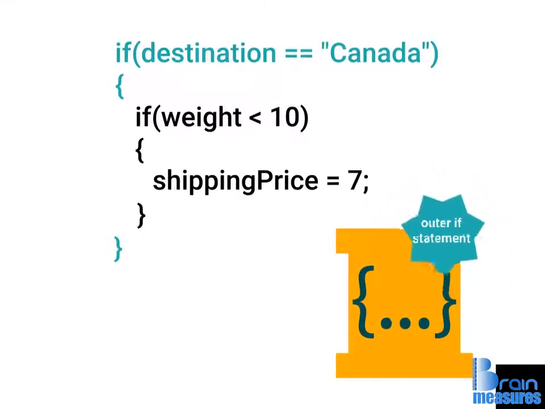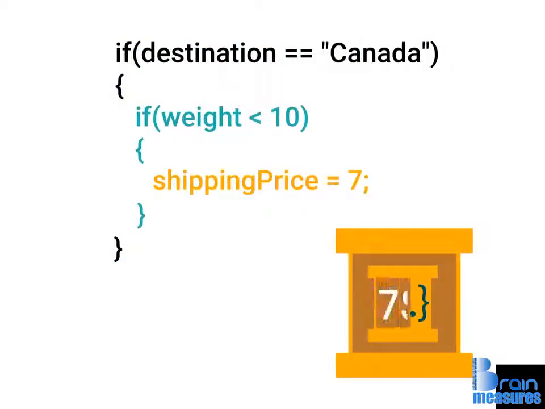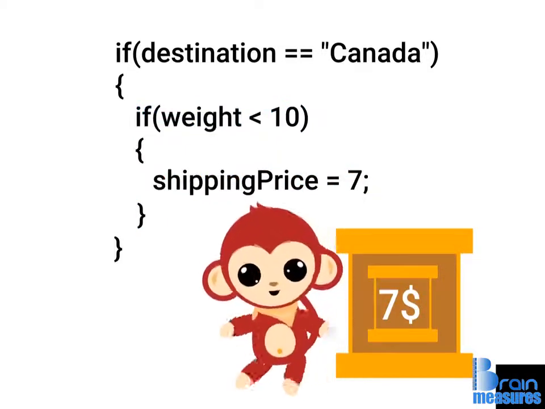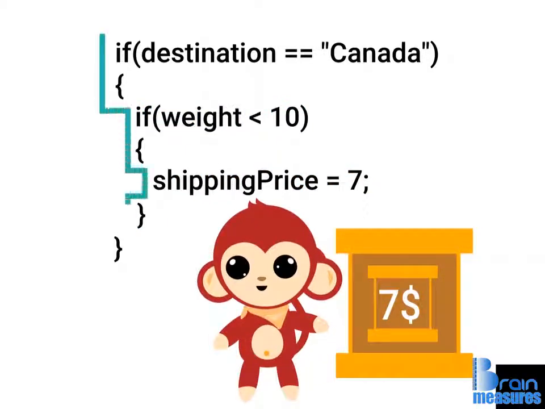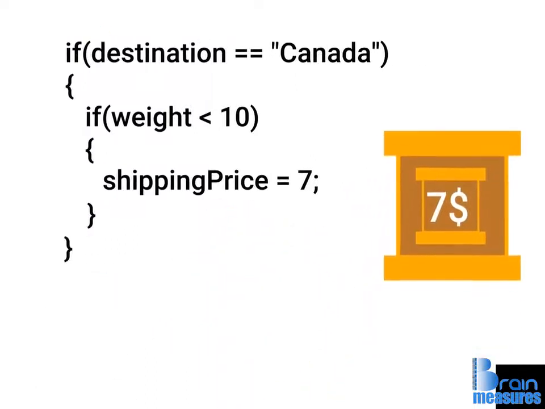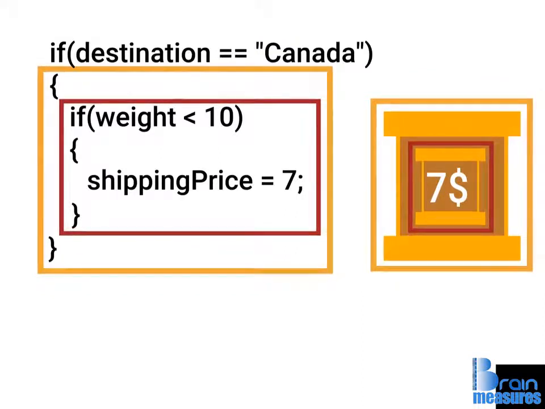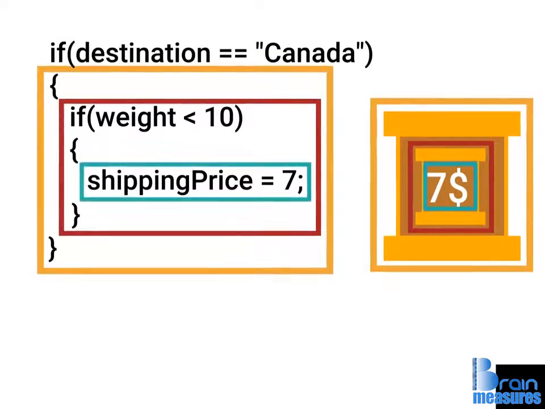It controls the code in between the first set of curly braces. The second if statement is the inner if statement. This one controls the second code block. In programming, it is common practice to indent nested instructions using the tab key. By formatting our code this way, it becomes easy to see that the second if statement is inside the first one. You can also easily see that the instruction to change the shipping price is inside the inner if statement.